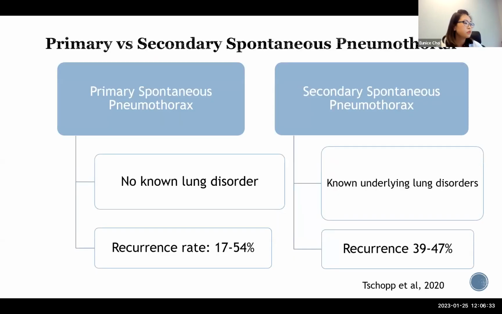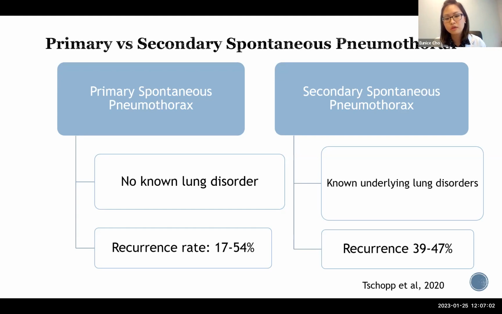For patients presenting with spontaneous pneumothorax, it can be differentiated into either primary versus secondary spontaneous pneumothorax. Obviously, there are other causes of pneumothorax, such as trauma or iatrogenic, but within the spontaneous pneumothorax, it's either primary or secondary. The primary spontaneous pneumothorax refers to those who have no known lung disease, whereas the secondary spontaneous pneumothorax refers to those people who have pneumothorax with a known underlying lung disease.